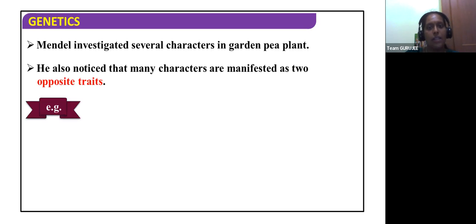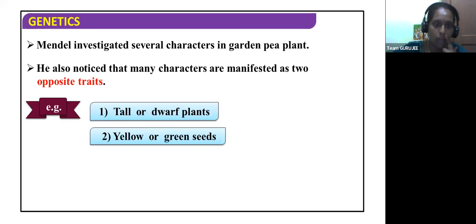So he also noted many characters are manifested as two opposite traits. So trait and character are two different terms with the same meaning. Please make sure if I say trait, if I say character, both mean one and the same, right? When he was happily sitting in the garden, he was looking at two different pea plants. One was short, one was tall, but both of them gave the same fruits. One had purple flowers, one had white flowers. Then he was wondering how all these things differ. So that was the basis of his intelligence.